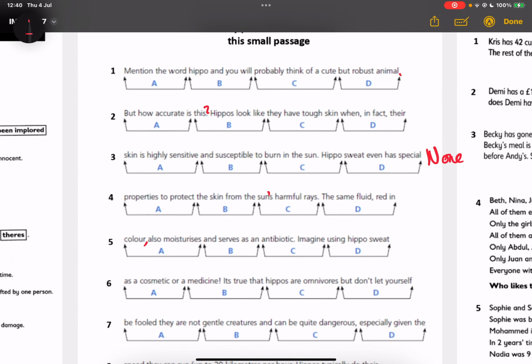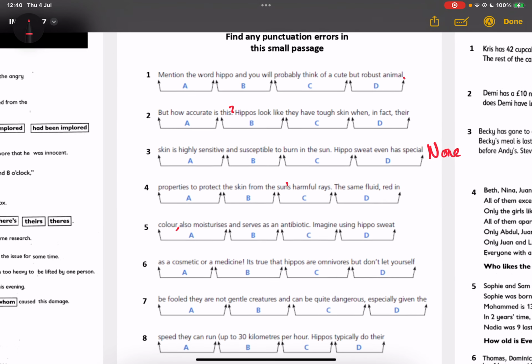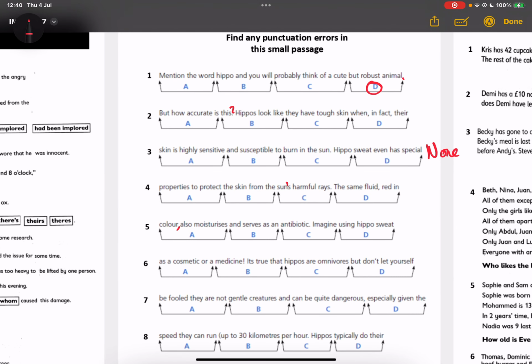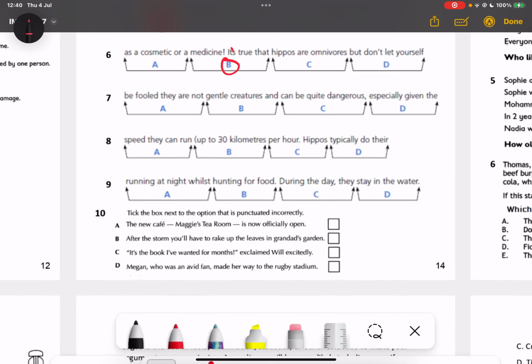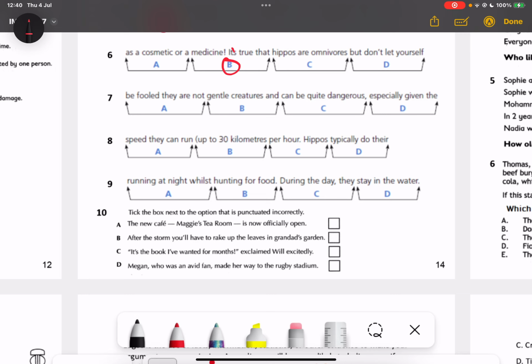I'll also just circle the answers. So 1 is D, 2 is B, 3 is none, 4 is C, and 5 is A. And then 6 is B because it is true. So it apostrophe S. It's true that hippos are omnivores, but don't let yourself be fooled. They are not gentle creatures and can be quite dangerous, especially given the. So 7 is going to be: don't let yourself be fooled.